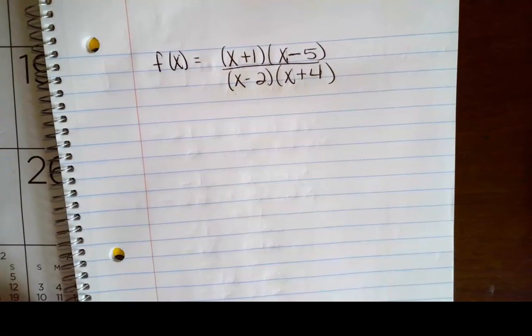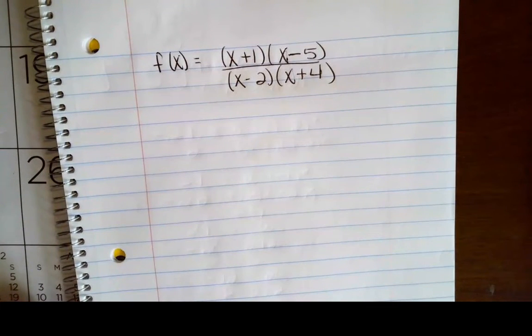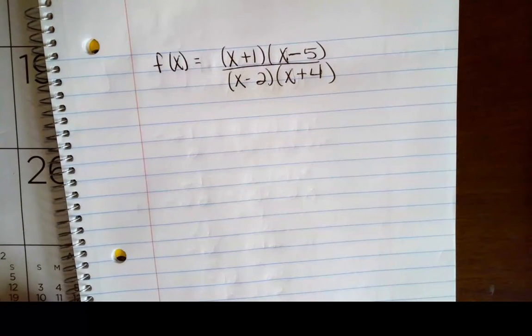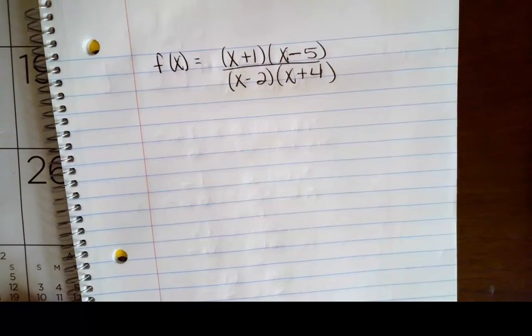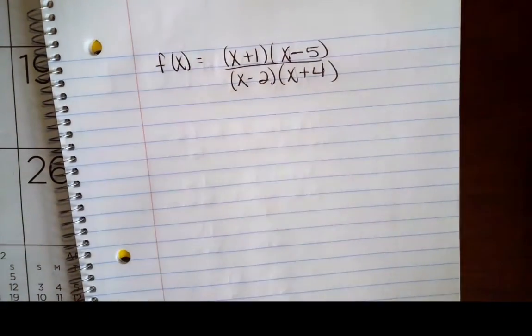For the last two examples, we are going to use a given rational function and graph it. So I want to find the x-intercepts, I want to find the y-intercept, I want to find the horizontal asymptote, the vertical asymptotes, the behavior at each x-intercept, and the behavior around each vertical asymptote.